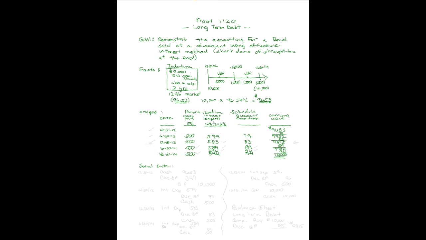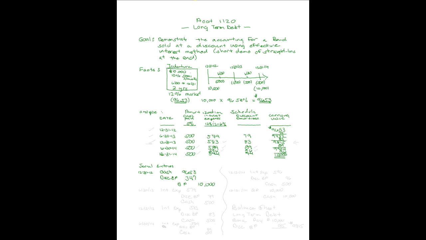I know you're tired of this, but let's get it going. On 12/31/12, when we issue the bond, we get cash in the amount of $96.53. We set up a contra account, discount on bonds payable, in the amount of $347. And bonds payable gets, as always, the face value.